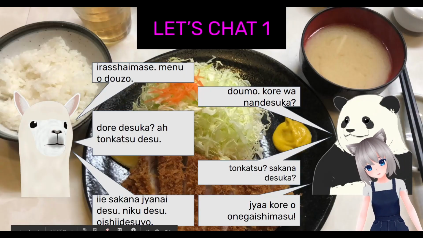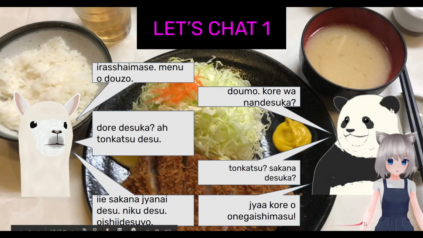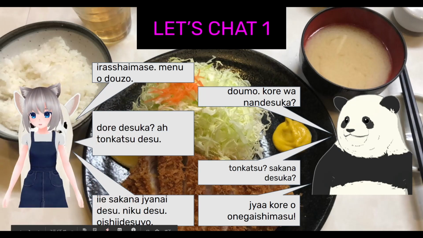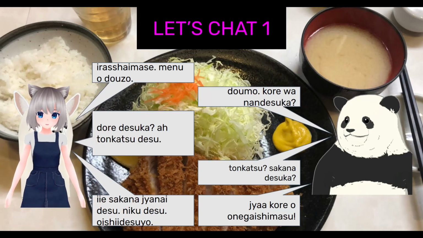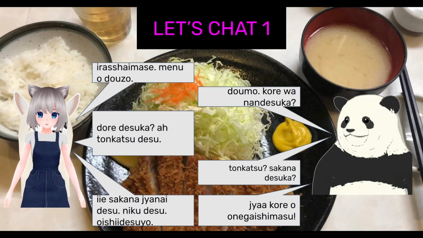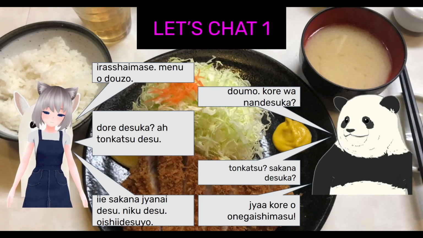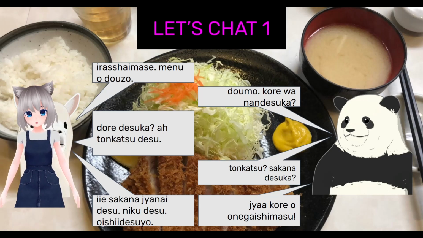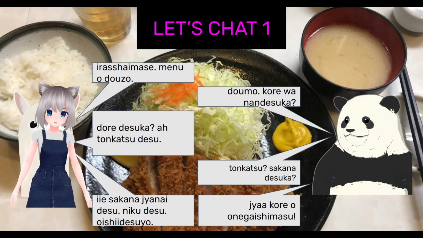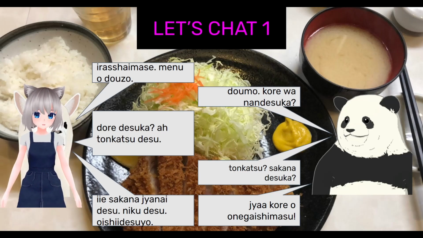Dialogue practice. I am going to be Llama-san. I'm gonna move over here. Okay, I'm gonna be Llama-san. You can be Panda-san. Let's chat. いらっしゃいませ。メニューをどうぞ。Okay, we're going to do a chat. I'm gonna read both conversations first, then you're gonna be Panda-san later.